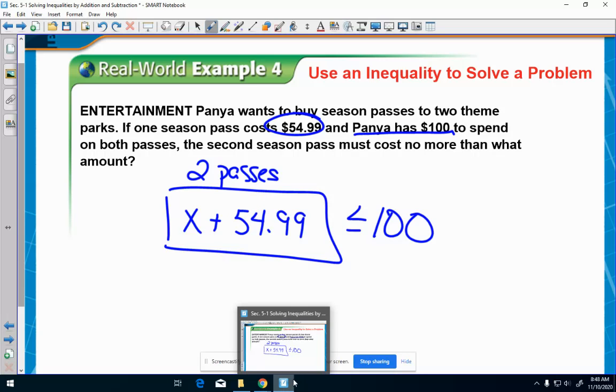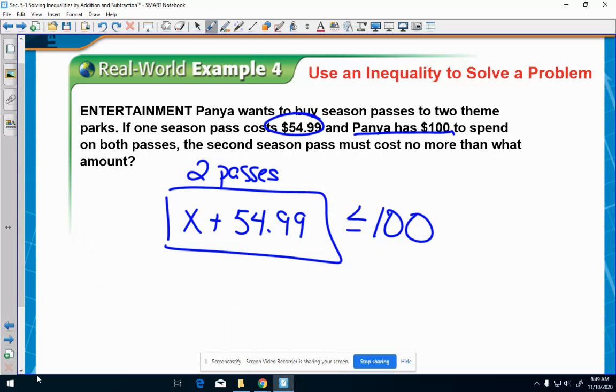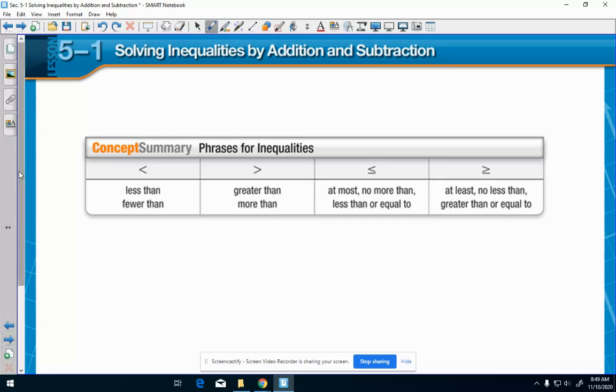So would you want that answer? Well, ultimately, the question here says the second pass could cost no more than what amount. So in that case, we would say that it has to be less than or equal to the 45.01. All right. But at this point, this problem is simple enough that we could look at it and just give an answer, right? But we're going to have to be able to write an inequality in some cases to be able to solve it, because it's going to be more than what we can just see inside of our head.